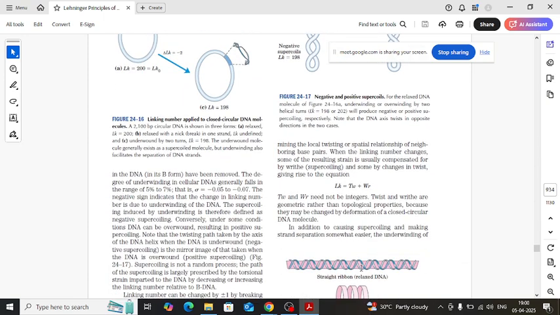So this is the negative and positive supercoiling. And this linking number is the summation of two topological properties, so Lk equals Tw plus Wr. Tw is the twist and Wr is the writhe number. This twist and this writhe actually calculate the degree of supercoiling. That's why the linking number is a measurement of supercoiling.